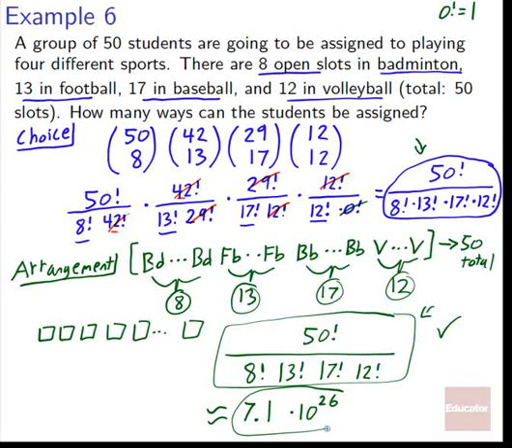Pretty cool. All right, so that does it for this lesson. Next lesson, we'll see how we can apply this stuff to probability and how we can use all of our work here to get an idea of how likely is a given event to happen.